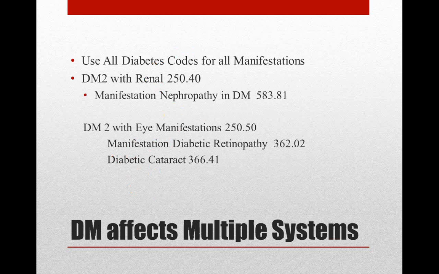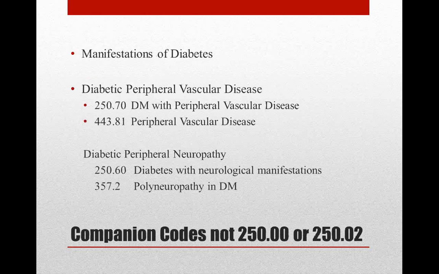So when you code this, a patient with nephropathy in diabetes, you would code the renal 250.40 first, followed by the manifestation, neuropathy or nephropathy in diabetes, 583.81. Same thing with an eye manifestation. You would do 250.50, and then you document the manifestation, the diabetic retinopathy or the cataract.